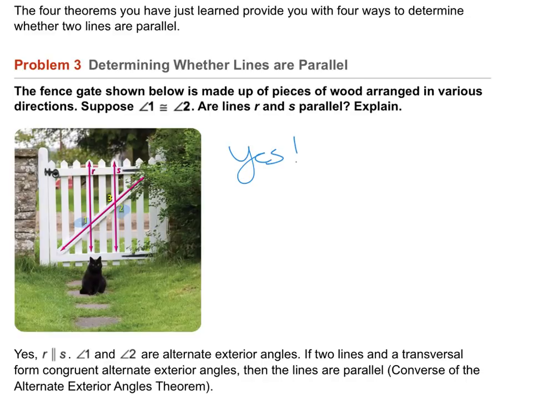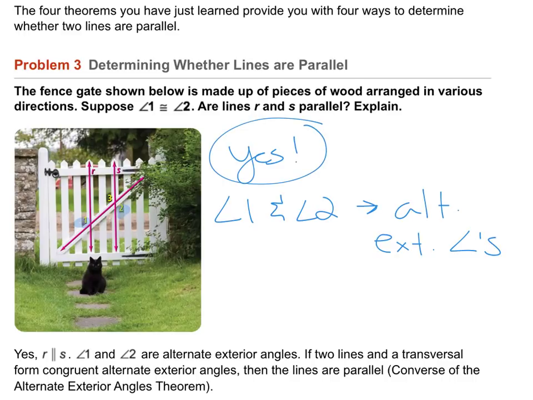The first thing I always try to do is figure out what's the relationship between angle 1 and angle 2. Angle 1 and angle 2, those would be alternate because they're on opposite sides of the transversal, and they would be exterior angles because they're outside of those two lines R and S. And so the reason I can say yes, that the lines are parallel, is that alternate exterior angles, if those two are congruent, then the lines are parallel. That's that converse of the alternate exterior angles theorem.